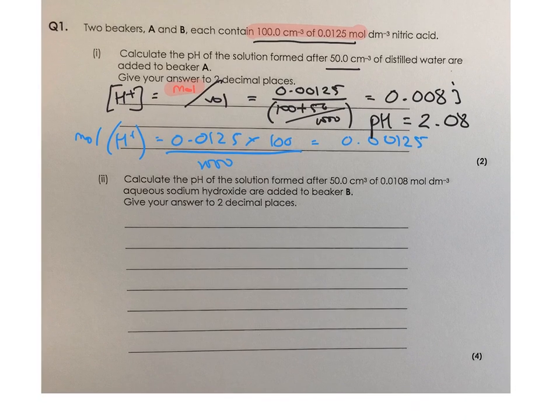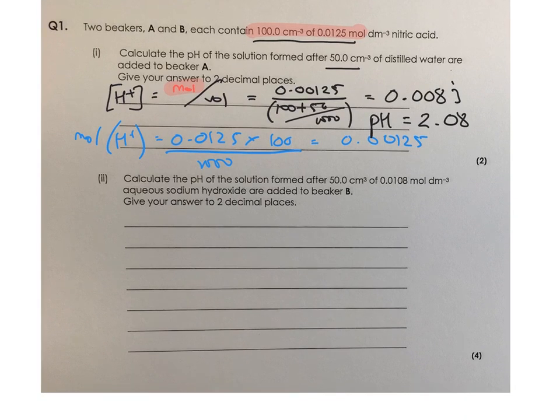For the second question, it asks you to calculate the pH of the solution formed after 50 centimeters cubed of sodium hydroxide is added. So here we're adding strong acid and a strong base together. So we're going to use our ionic equation for neutralization. Work out the moles of H+. Well, actually, we worked that out in the previous question, so that's 0.00125. And our moles of OH-, which we're going to get from here.